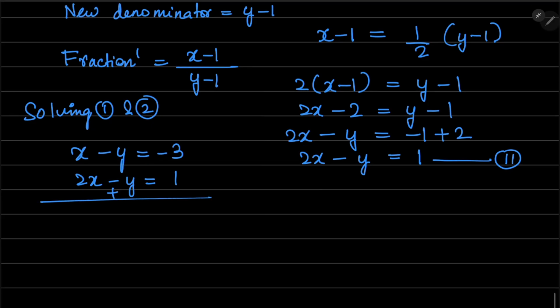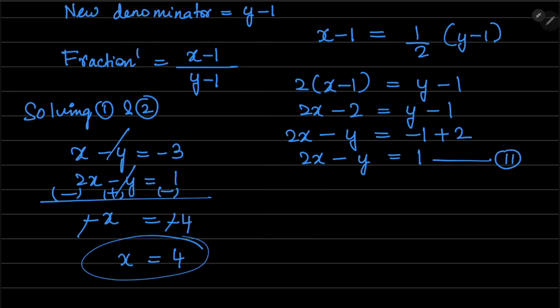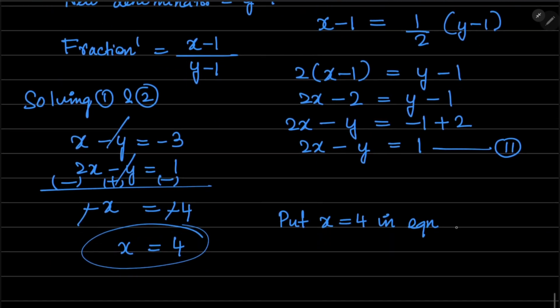So I'm going to subtract them and change the sign. Minus y plus y gets cancelled. x minus 2x is nothing but minus x equal to minus 3 minus 1, minus 4. Okay, negative negative gets cancelled. Therefore, x is equal to 4. So you can put it in any one of the equations. So put x equal to 4 in equation 1.